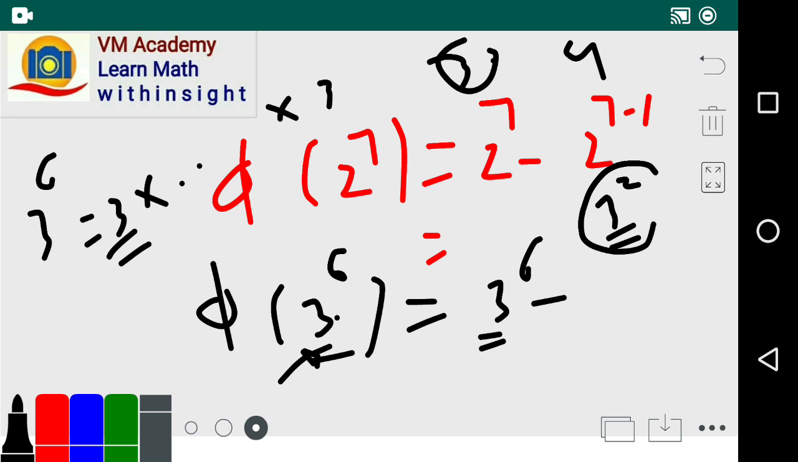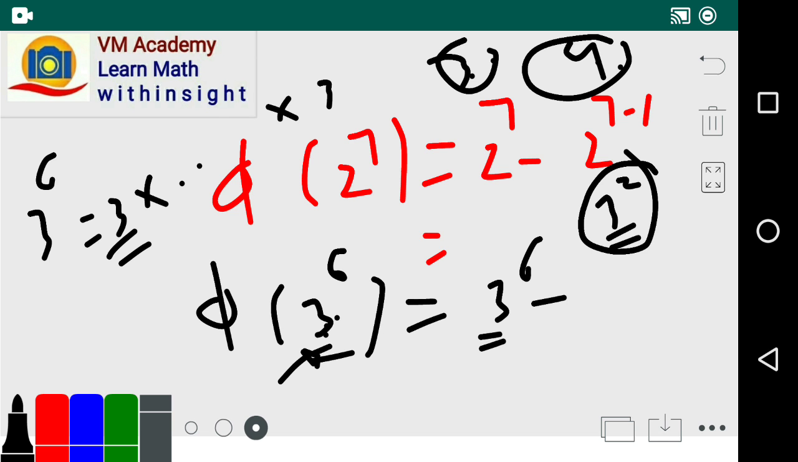That means at least 3 is a common factor. So friends, we have to exclude all such numbers, because for 3 raised to 6 and 9, the GCD of these is not going to be 1. Similarly, 3 and 3 raised to 6, 3 and 6, 3 and 9, 3 and 12, and so on. The GCD of all these numbers is not going to be 1.